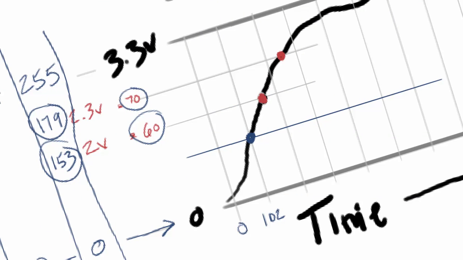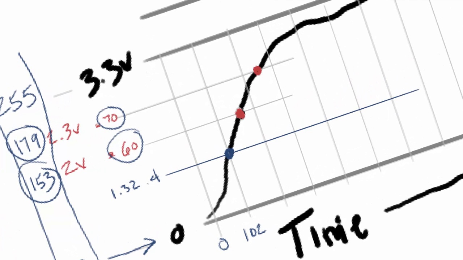I'm basing this on about 40% of the 3.3 volts, which is about 1.32. So I'm just taking 3.3 and multiplying it by 0.4. Or you can also take the 255 and multiply that by 0.4, which is 102. And then you can get the next conversion here, and that would be somewhere in between 153 and 179, let's say 165. And then here, so it'll keep doing these conversions.